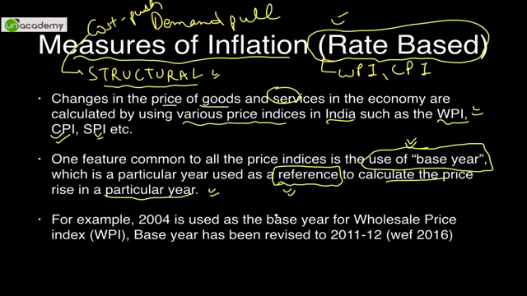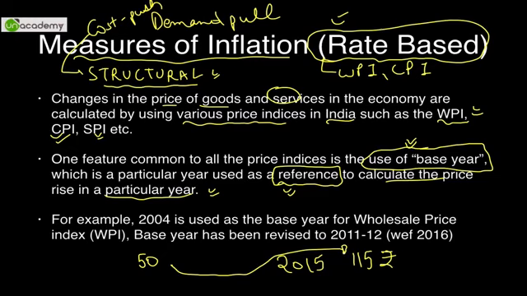For example, you have to calculate the inflation of 2015. The price of, let's say, a 1 liter juice bottle is 115 rupees, and your base year is 2004, when it was just 50 rupees. So this is the inflation, almost more than 120% rise in prices, approximately 130% rise in prices, and this is the inflation measured vis-a-vis the base year 2004. Is that understood? For WPI, we have been using 2004 as the base year till date, but recently it has been revised to 2011-12.